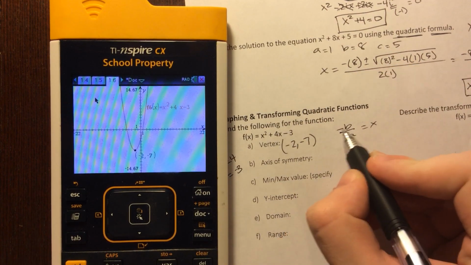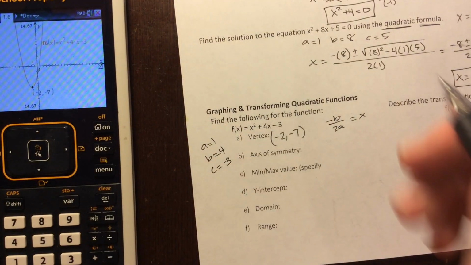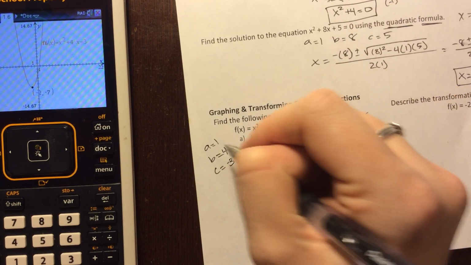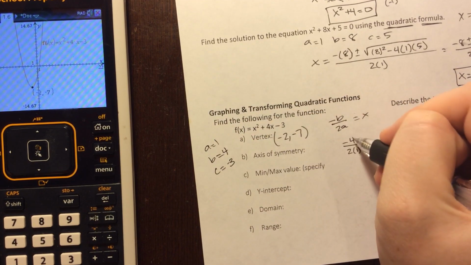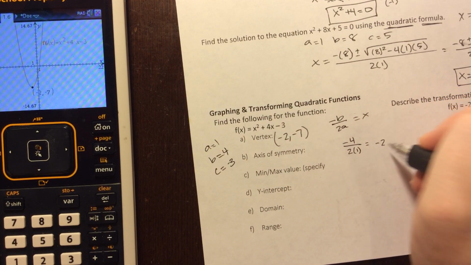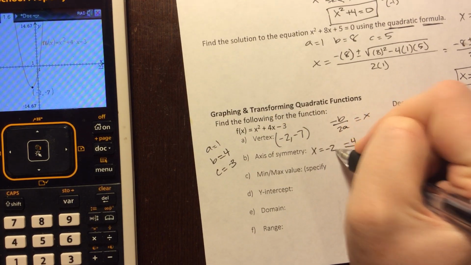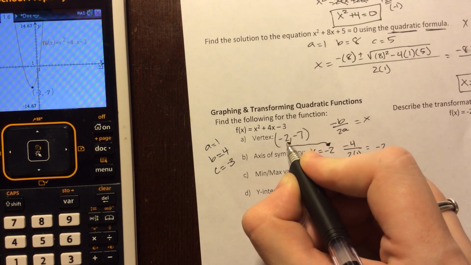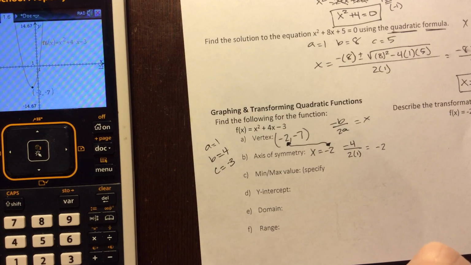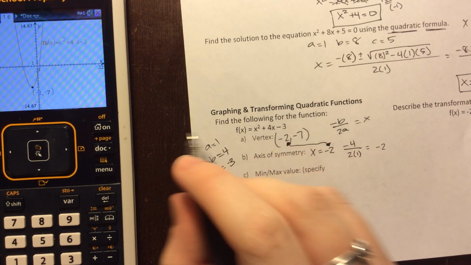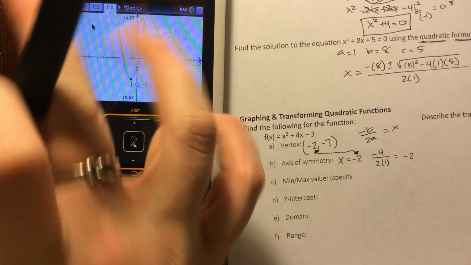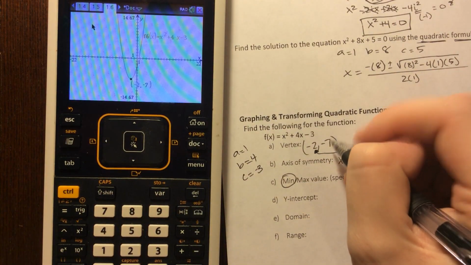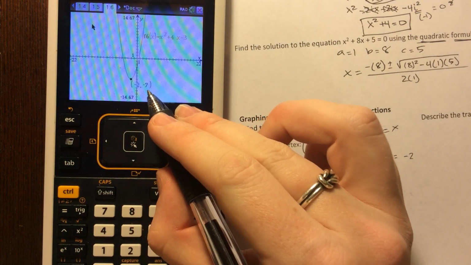Your axis of symmetry is that negative b over 2a. If we did a negative b, we would have negative 4 over 2 times a, which is 1. Okay, negative 4 divided by 2 is negative 2. So our axis of symmetry is at negative 2. Remember that the axis of symmetry and the x value of the vertex are always the same. Double check. Does this graph have a minimum or a maximum? Okay, since it has a low point, it's a minimum. And what is that value? It's the y value of the vertex, so it's at that negative 7.